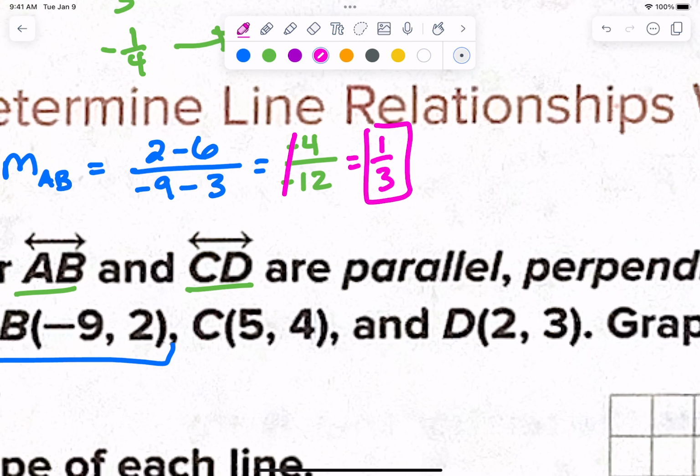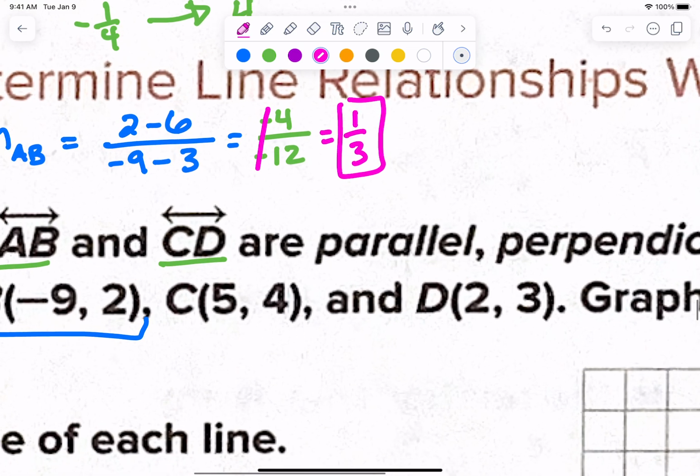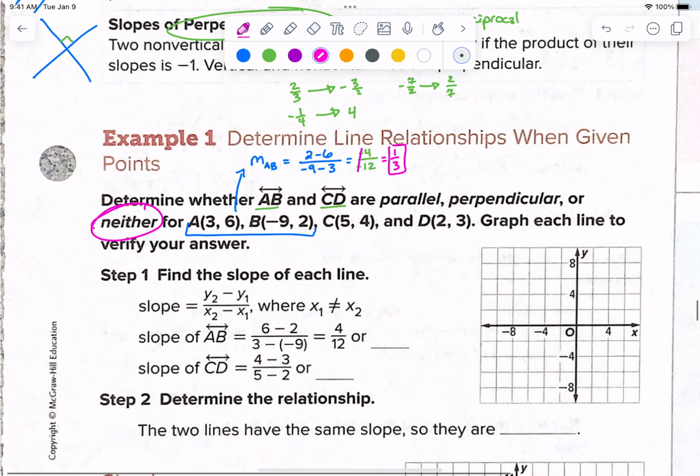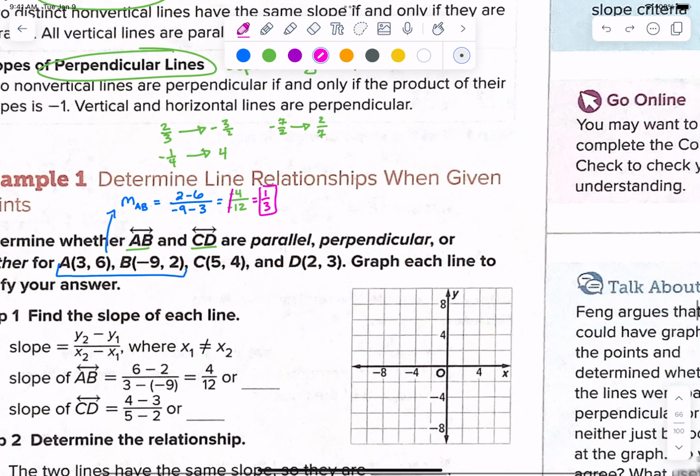Okay, real quick, before we do the other one. If these 2 lines are parallel, what will the slope of the other one be? 1/3 also. If these 2 lines are perpendicular, what will the slope of that one be? Negative 3 over 1. If it's not either of those options, then they are neither parallel nor perpendicular.